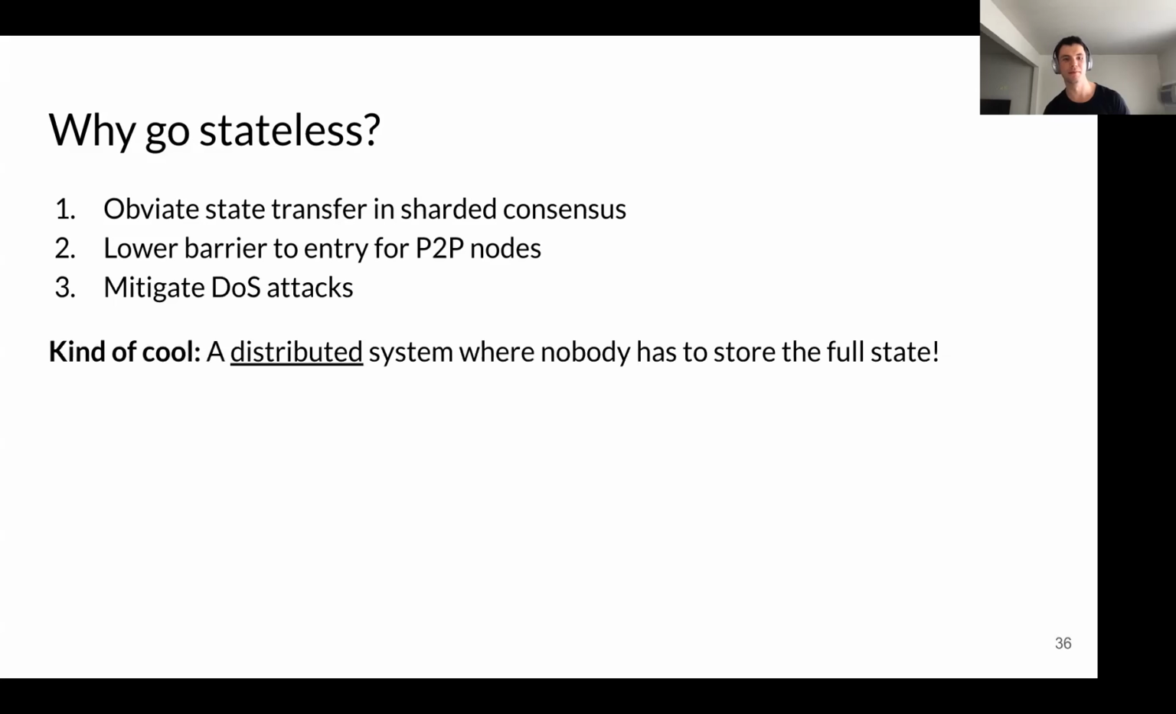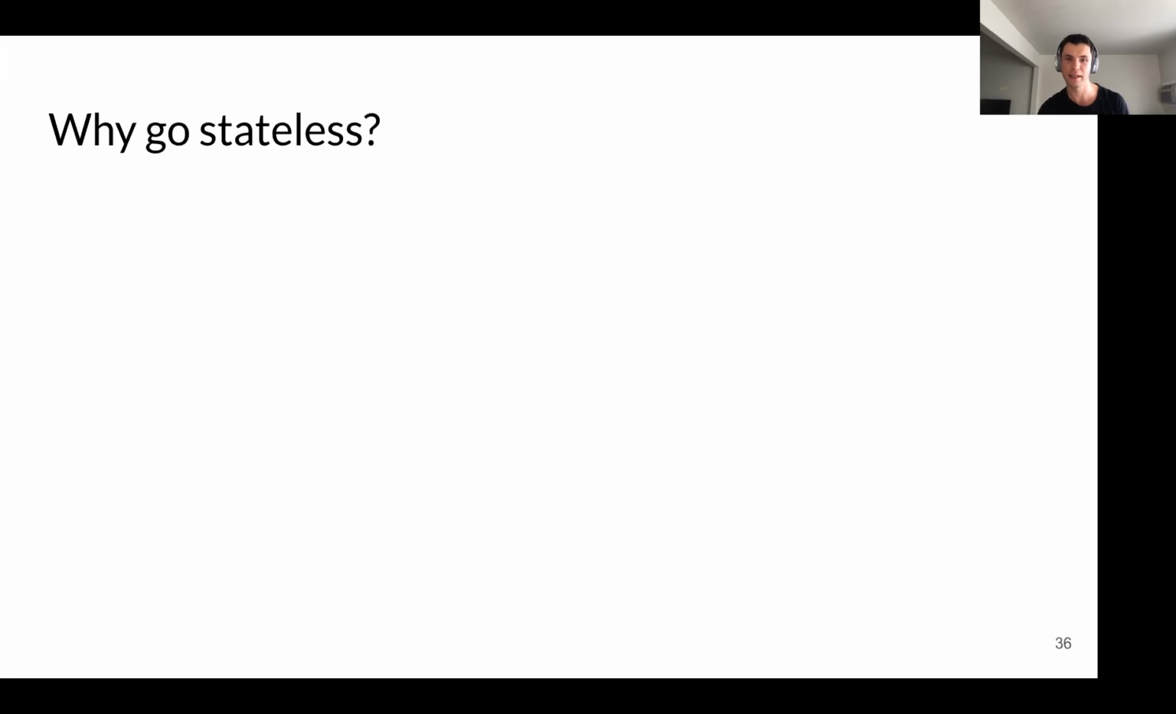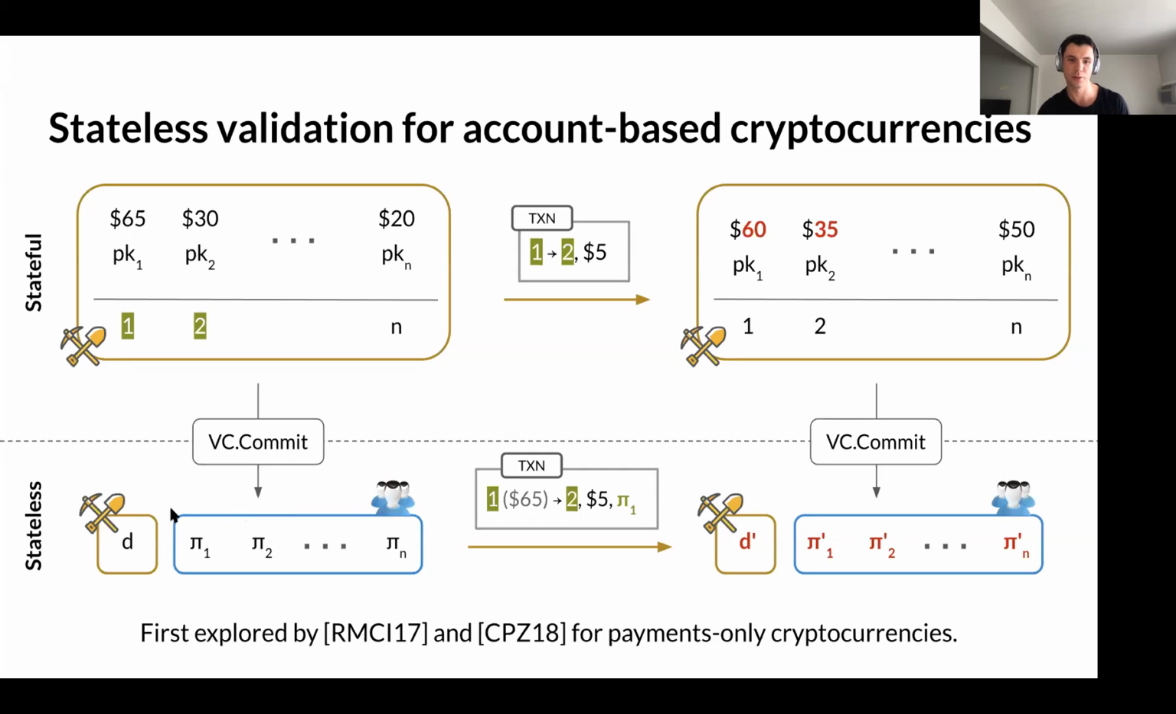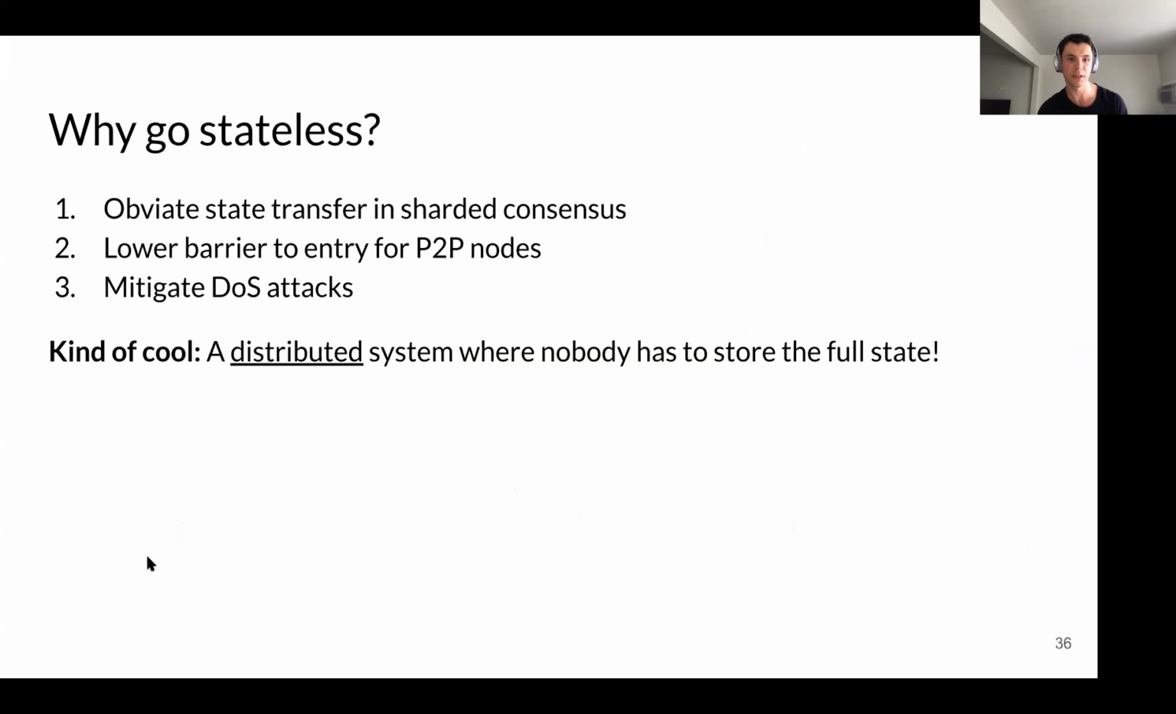But I think what I find really compelling is that this is kind of how you want a distributed system to work. A distributed system should distribute everything, including the storage. So in my opinion, if I look at this slide, I see a distributed system where nobody stores the full state. Every user stores its own proof, or proof serving nodes store a subset of the proofs. Miners only store a digest. So if you ask me, I think it's kind of cool. We actually get a fully distributed system in this way, where nobody has to store the full state.